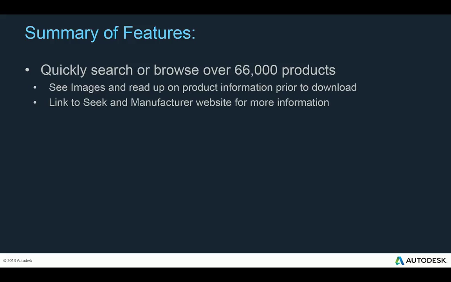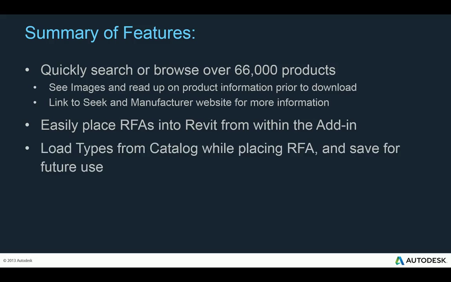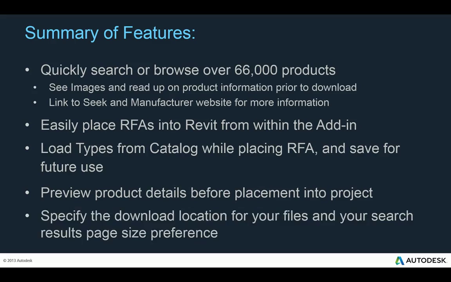You can easily place Revit families directly into Revit from within the add-in. You can load types from the catalog while placing the Revit family and save the catalog for future use. You can even preview product details before placement into the project. And of course, specify the download location for your files and change the search page results preferences.